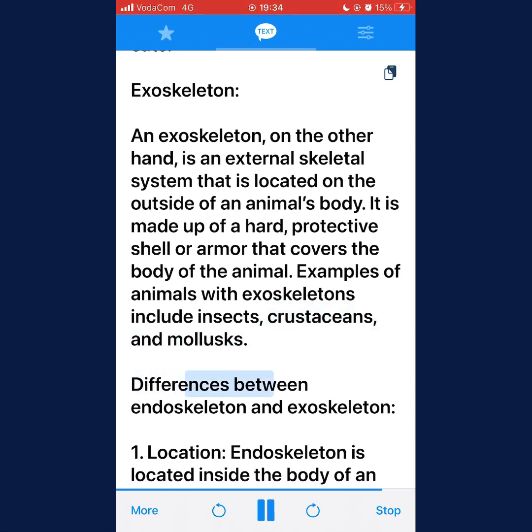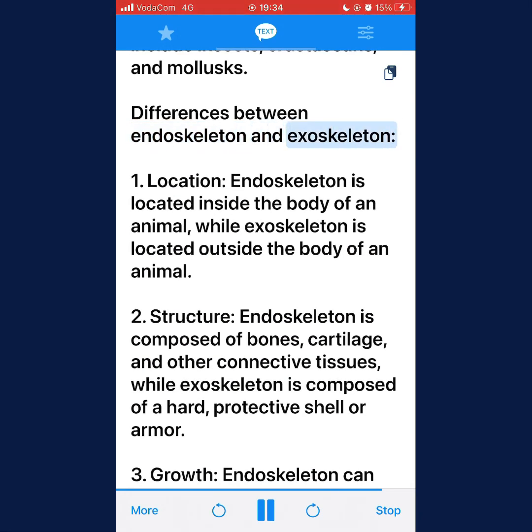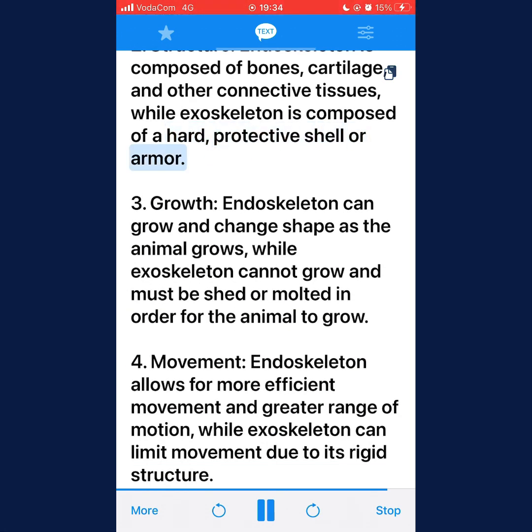Differences between endoskeleton and exoskeleton. 1. Location. Endoskeleton is located inside the body of an animal, while exoskeleton is located outside the body of an animal. 2. Structure. Endoskeleton is composed of bones, cartilage, and other connective tissues, while exoskeleton is composed of a hard, protective shell or armor. 3. Growth. Endoskeleton can grow and change shape as the animal grows, while exoskeleton cannot grow and must be shed or molted in order for the animal to grow.